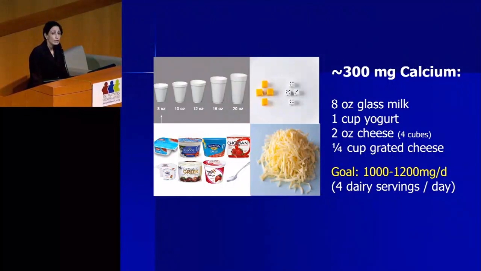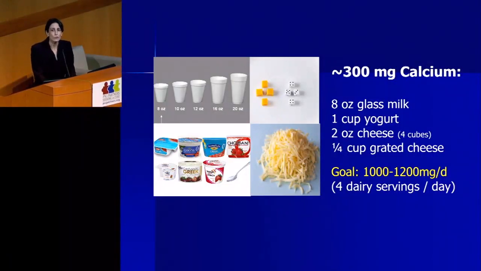You could also do calcium fortified orange juice. That's an option, same amount. Any individual serving of yogurt, that will do it. That's your 300 milligram roughly. 2 ounces of cheese. These are 4 cubes of cheese the size of dice. Or 1/4 cup of grated cheese. All of those represent 300 milligram approximately. And if you get 4 of those in per day, no matter what the combination, you have got your daily calcium intake.